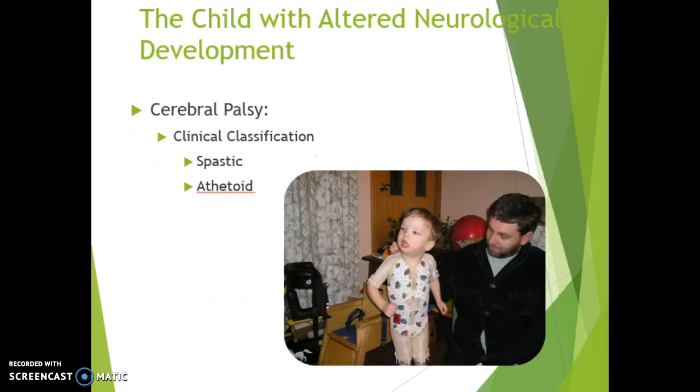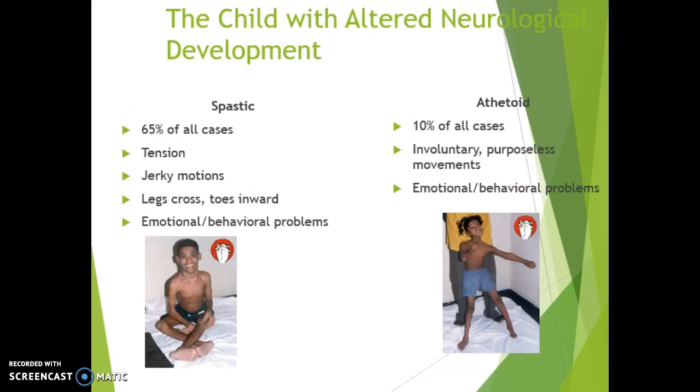There's two different kinds. There's spastic and athetoid. Spastic is 65% of all the cases. The child will be very tense, with very jerky motions. Legs tend to be crossed. They have some emotional and behavior problems. And then athetoid is like 10% of cases. Involuntary movements. They move with no purpose at all, and pretty significant emotional and behavioral problems.